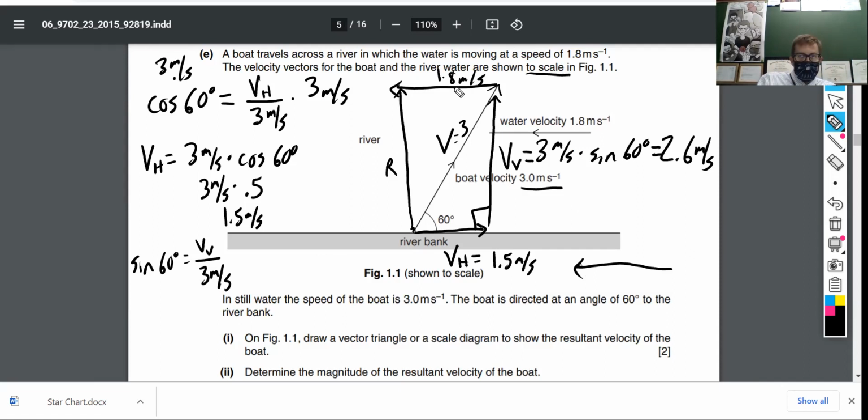If the water is pushing it 1.8 meters per second to the left, but the boat itself is going 1.5 to the right, there's a net velocity of 0.3 going that way. In other words, here's my new hypotenuse, my resultant, and it consists of legs that are 0.3 meters per second that way, and how far up? The component up just came from the boat velocity, the 2.6. In other words, the water velocity doesn't contribute to the vertical resultant, right? All the vertical comes from the boat velocity, and we know that's 2.6.